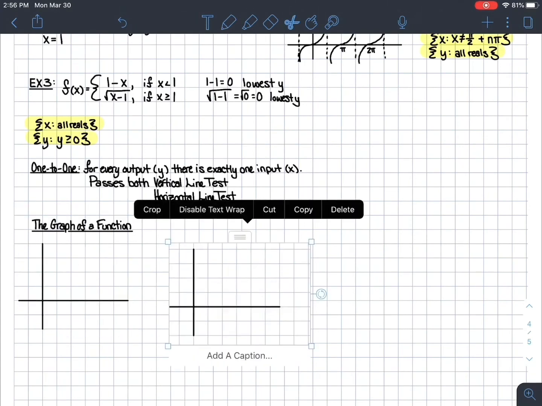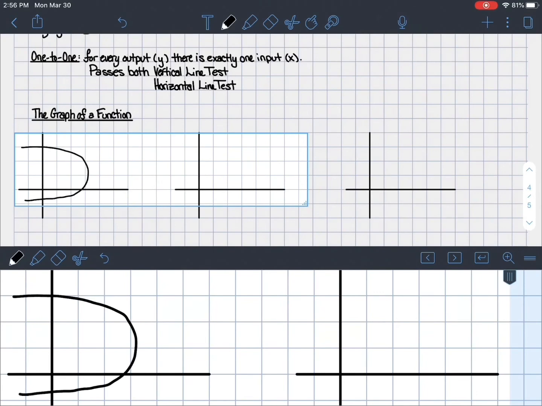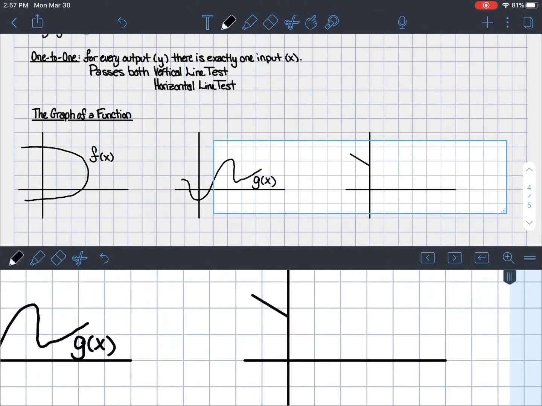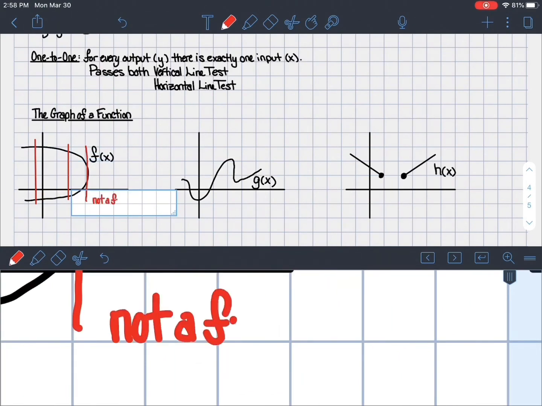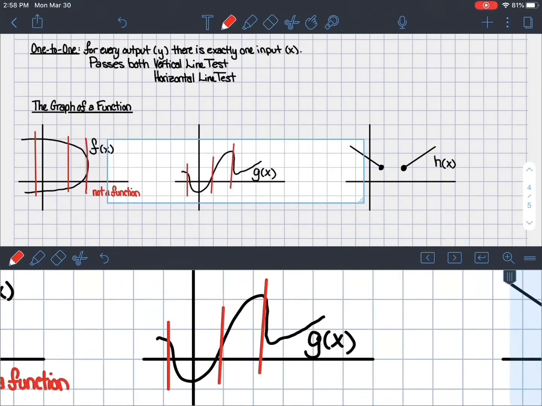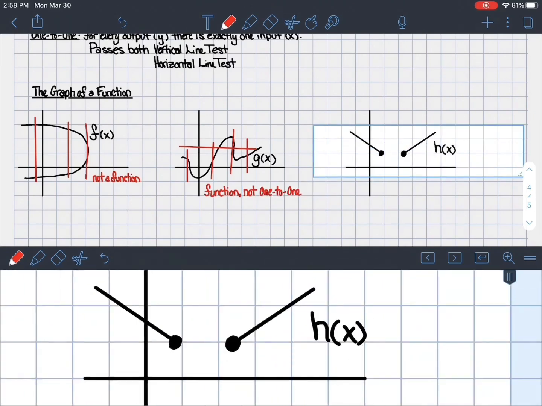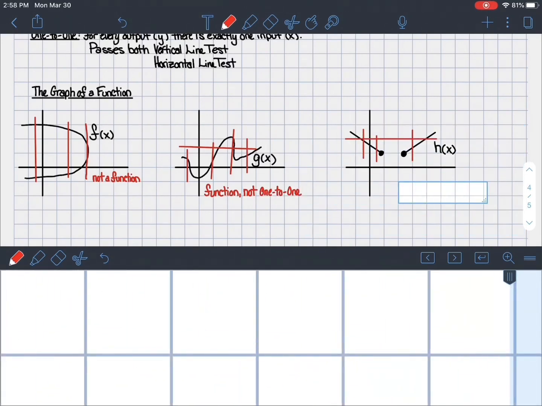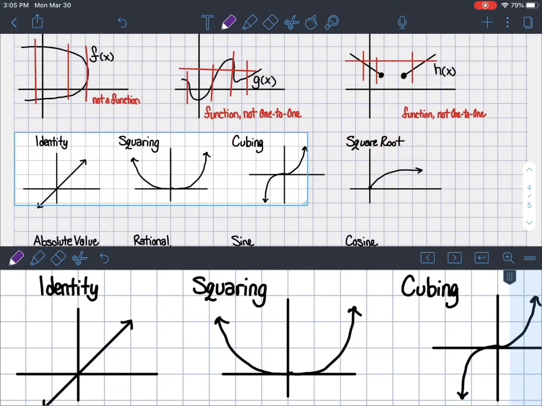So I'm going to draw a few graphs, and we're going to do some tests so that we can see whether or not they're functions and one-to-one. So here are examples. This one we'll call f of x, this one we'll call g of x, and this one we'll call h of x. Now, when I do some test vertical lines, I go through more than one location at most places, so this is not a function. Here, I only ever go through one location vertically, but I can go through more than one location horizontally, so it's not one-to-one. And the same thing happens here. Passes vertical, fails horizontal.